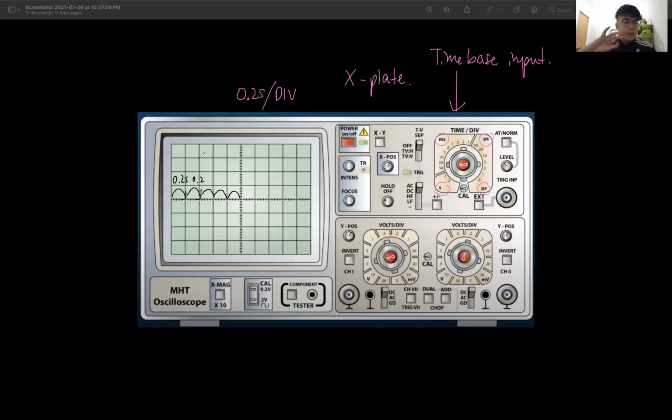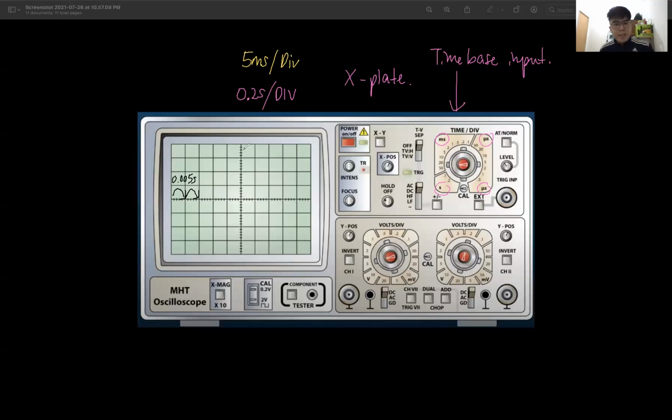It is just like I am adjusting its scale. I can set it at millisecond. Okay, I can set it at 5 millisecond. So if I set it as 5 millisecond per division, then each division now becomes a very short amount of time, 5 millisecond. That's 0.005. So meaning that one box here, one tiny square, is 0.005 second. Okay, so that is the time base.